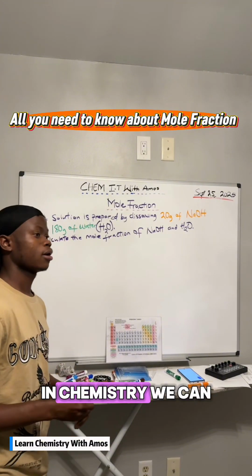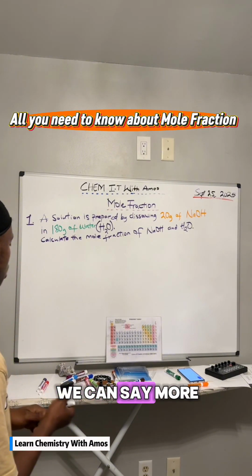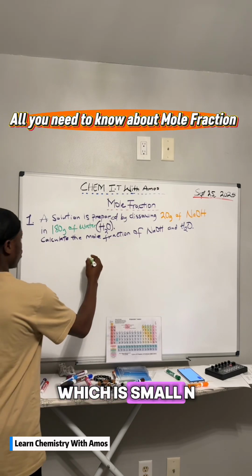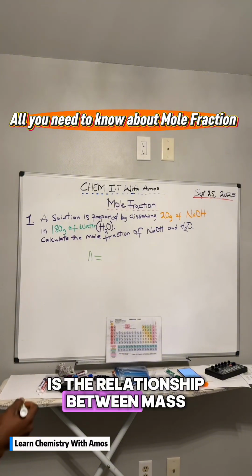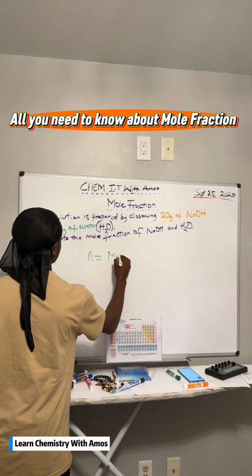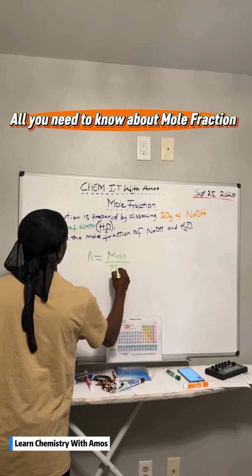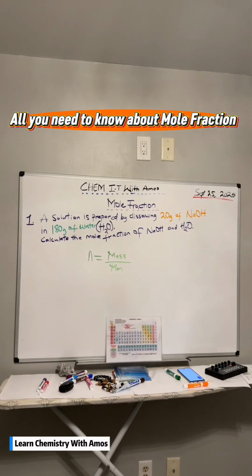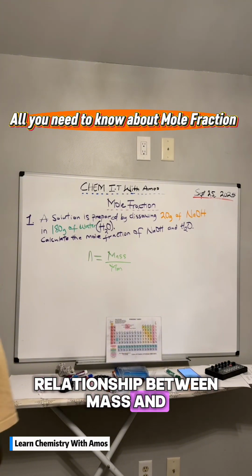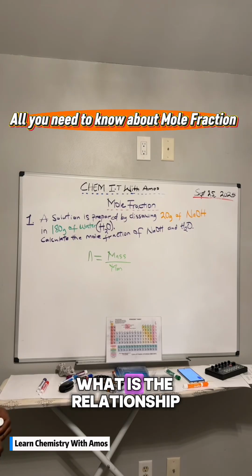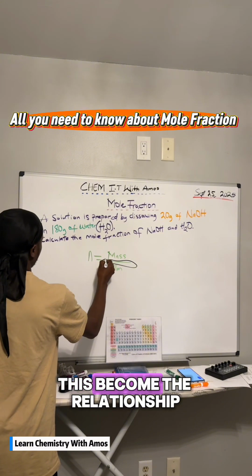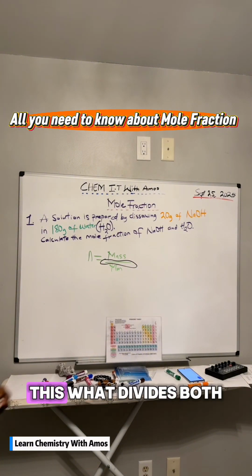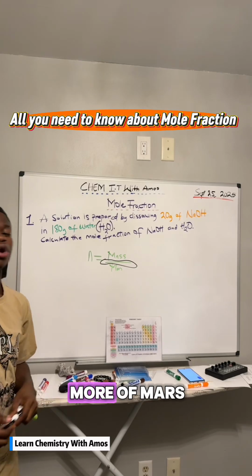In chemistry, or mathematically, we can say mole, with a small n, is the relationship between mass and molar mass. So mole is the relationship between mass and molar mass. What is the relationship? That is what we are talking about. Right here, this becomes the relationship. This is what divides both mass and molar mass.